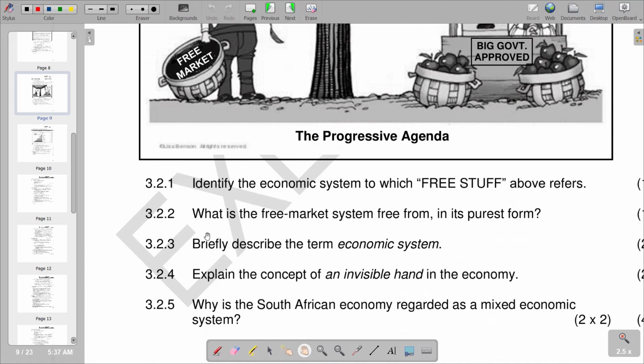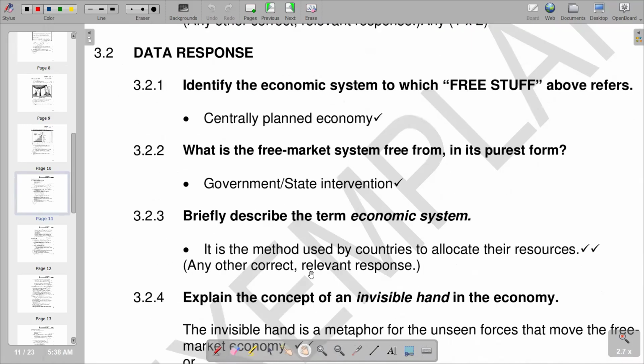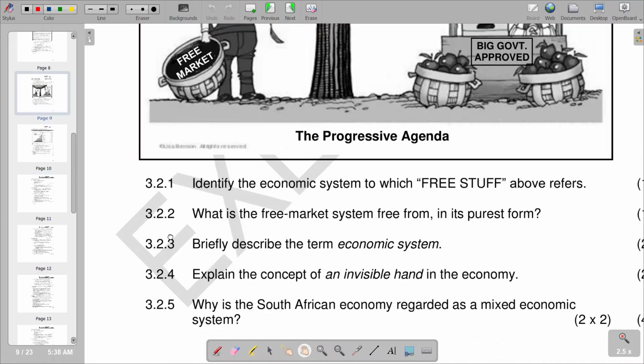The economic system describes the way resources are allocated in the economy. That is the economic system. So we have that also, where we're saying it is a method used by countries to allocate their resources. That is the response that we have. Then we go to the next one.